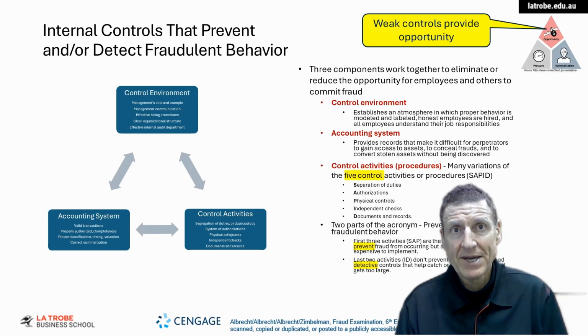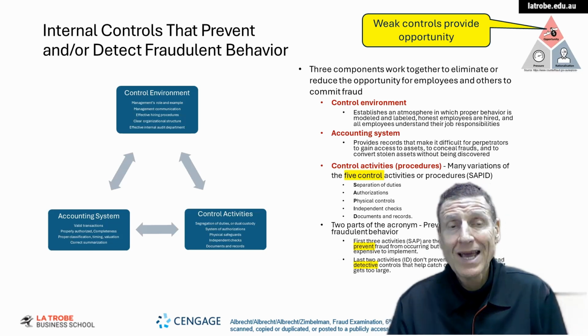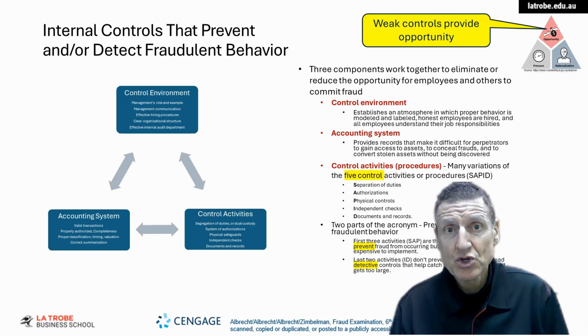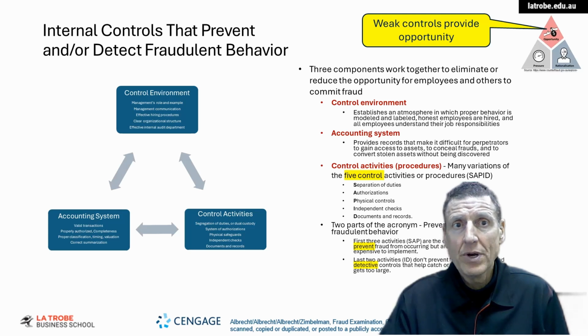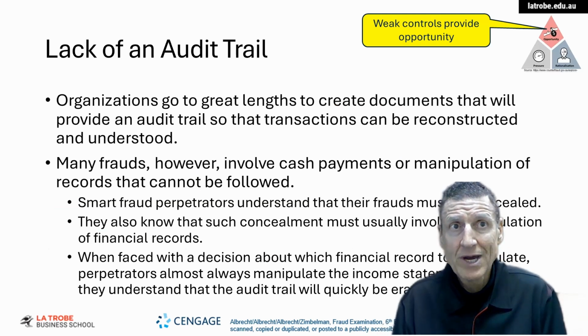They call it SAPID, all right? Separation of duties, authorizations, physical controls, independent checks, documents, and records. Now I want to look at other things that organizations need to pay attention to control the opportunities for fraud. The first of these is having a proper audit trail.